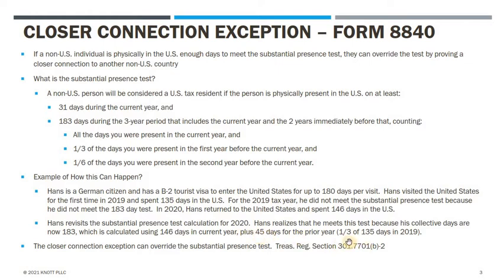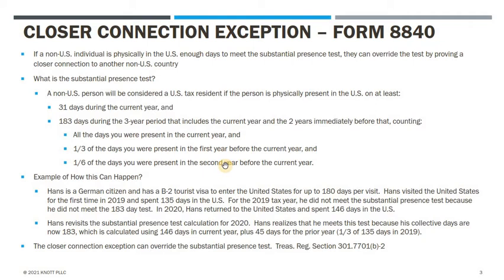The 45 days is 1/3 of the 135, right? That's this piece up here. And then he does 0 for the 2 years back, right? Because he didn't come to the country until 2019. But for 2020, he meets the substantial presence test. So now what does he do?